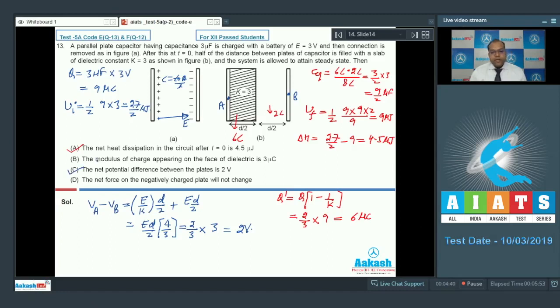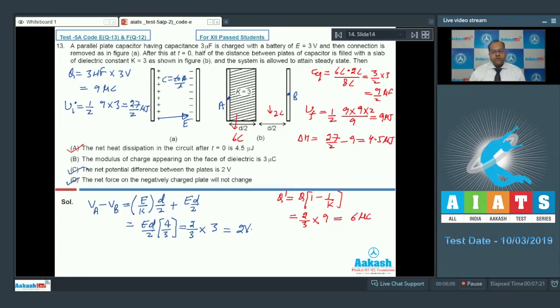And in option D, the net force on the negatively charged plate will not change. Since the force due to the charges appearing on the dielectric on the negative plate is 0, the net force on the negatively charged plate will not change. So option D is also correct. So the correct answer for question number 13 are options A, C and D.